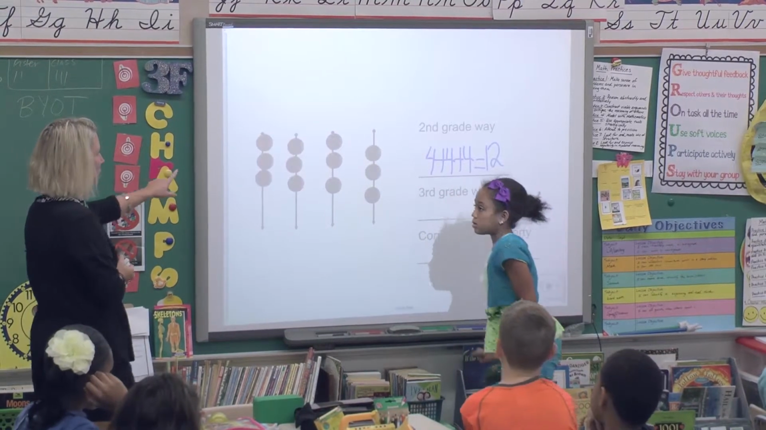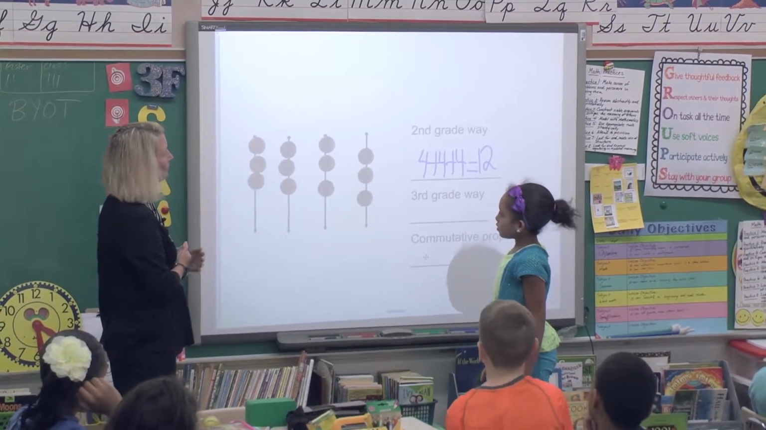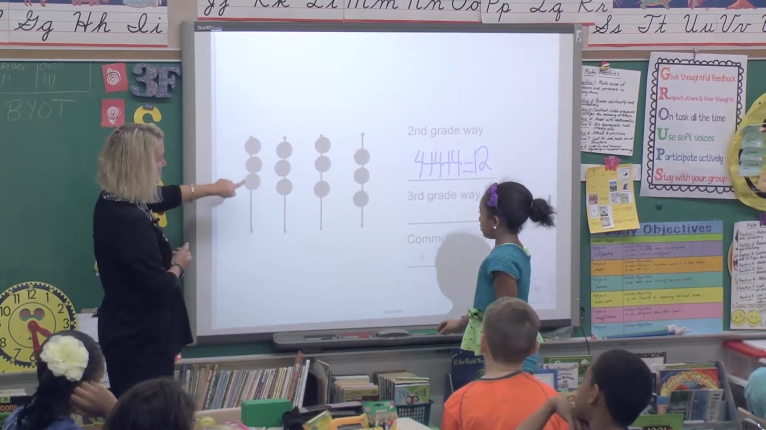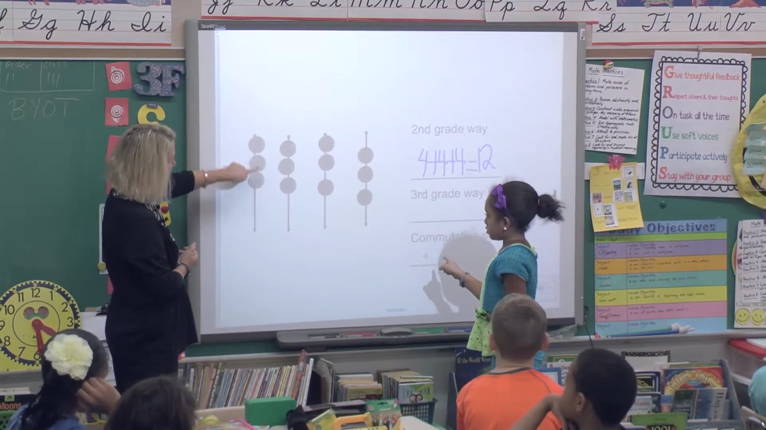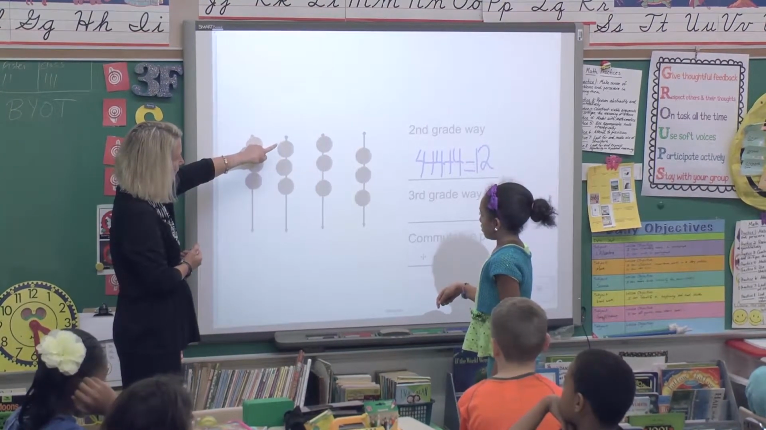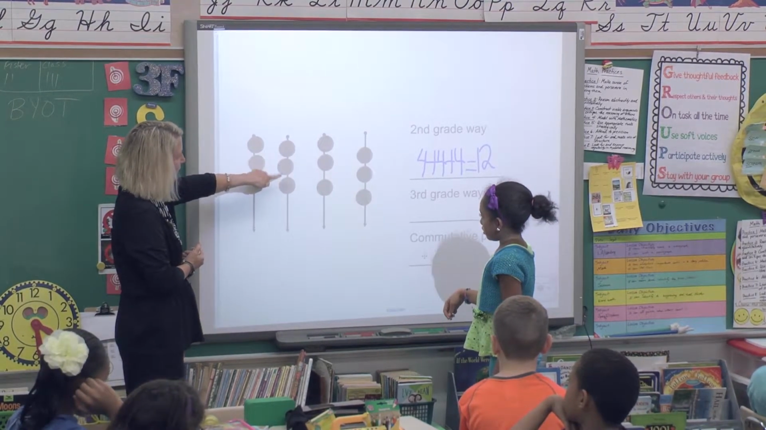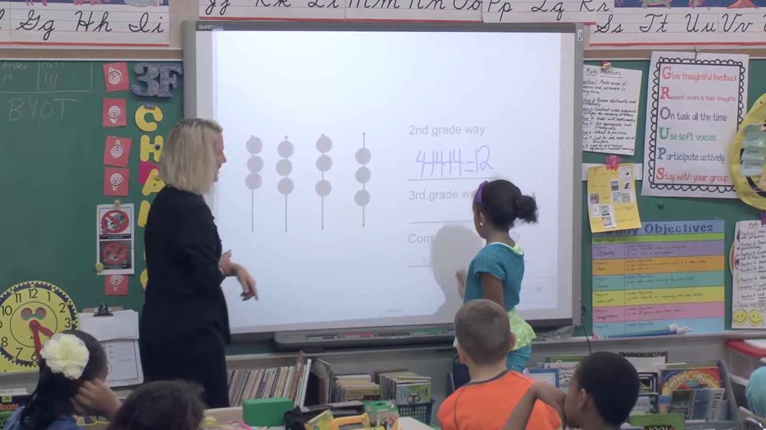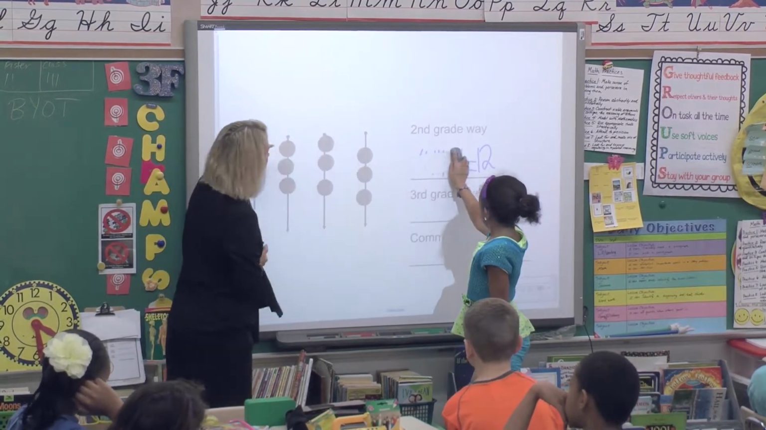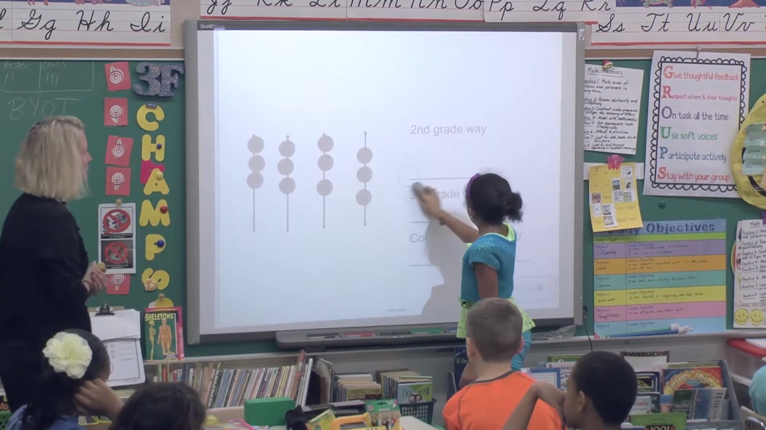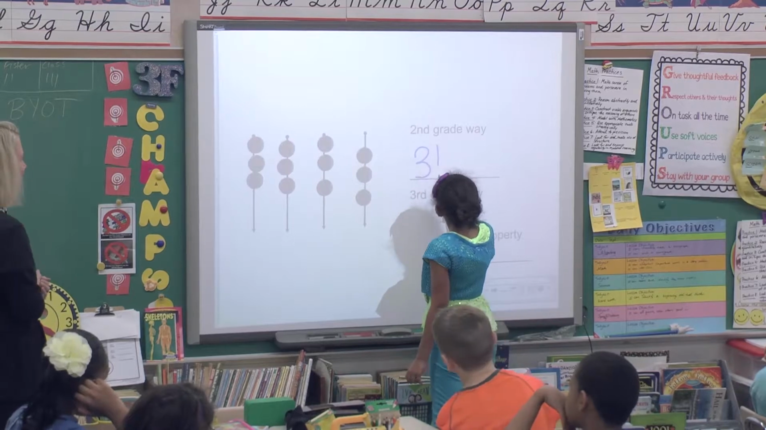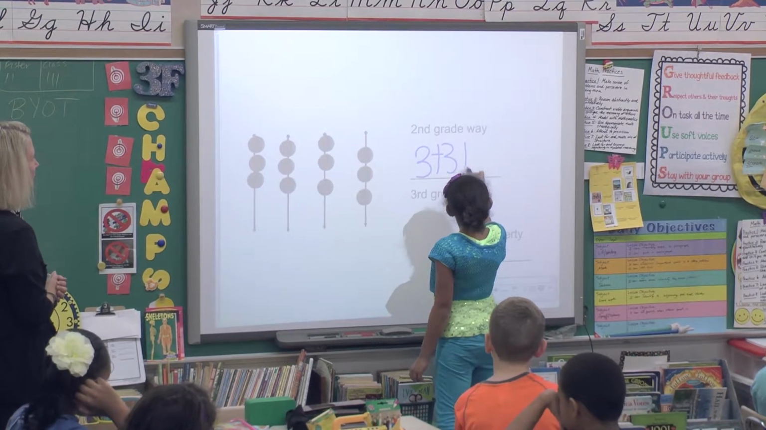So look at your problem. How many go down? Three go down. And then four. So three and three. And you had four, but you were going across. That's okay. You had the right idea, but you just went across.